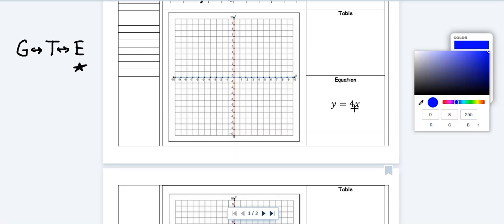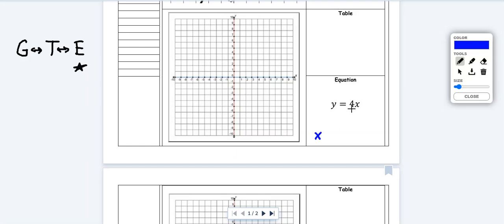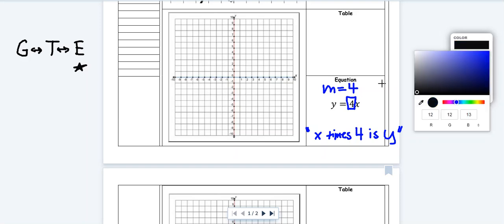Looking here, this is saying that x times 4 is equal to y. That's the relationship. It's saying that they're related by being multiplied by 4. This number in front of the x is always our slope. So now that we understand the relationship and we've identified our slope, it's time for us to build a table.